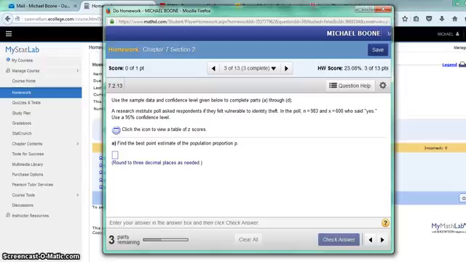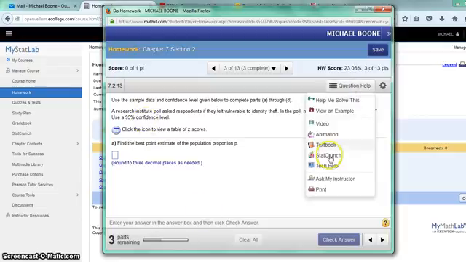Alright, on Chapter 7, Section 2, let's get to the Part B question you had an issue with. So, we know our sample size, we know the number of successes, and we want a 95% confidence interval.